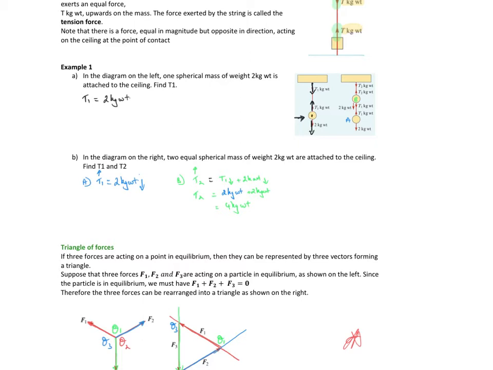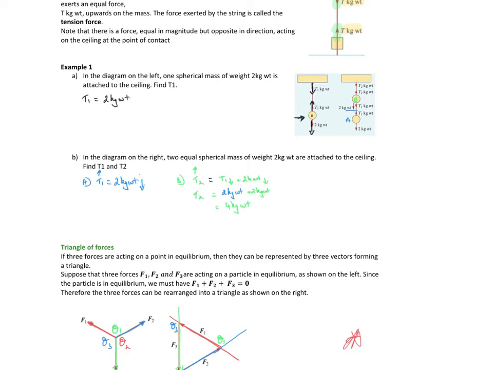Because my particle is stationary, the forces acting up are equal to the forces acting down. So my T1 force acting up is going to be equal to the 2 kilogram weight force acting down. So T1 is equal to 2. As opposed to, let's have a look at the second system.